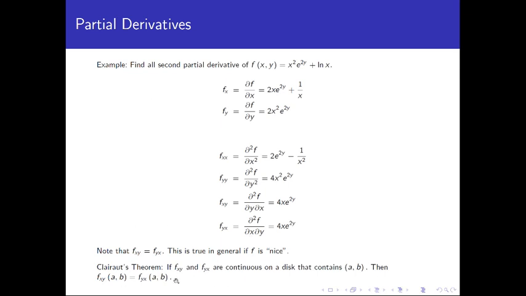Okay, so that's exactly what Clairaut's Theorem says. If the mixed second partials, as we refer to these, are continuous on a disk that contains the point (a, b), then the second partials are equal at that point.